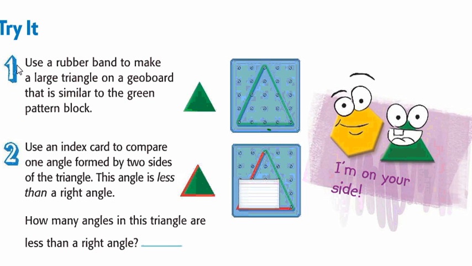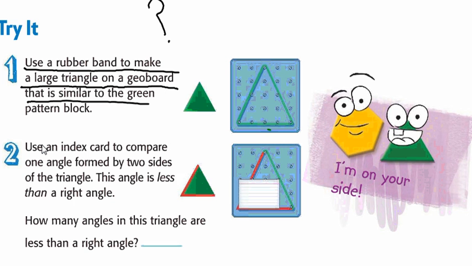Now you might be wondering to yourself, what happens if I get an angle that is not exactly a right angle? So what do I do? Well, let's take a look. If we come back to where it says, use a rubber band to make a large triangle, a three-sided triangle on a geoboard that is similar to the green pattern block. Here's our triangle, and we made our triangle right here. There's our angles. Remember, they come together where the rays meet each other.